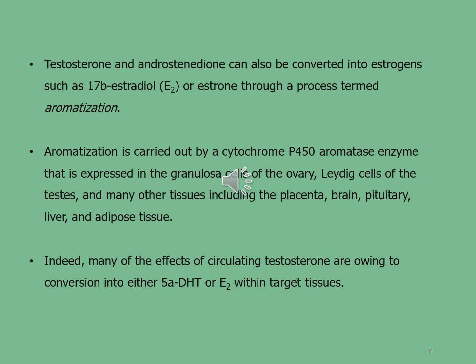Aromatization is carried out by a cytochrome, the P450 aromatase enzyme, that is expressed in the granulosa cells of the ovary, Leydig cells of the testes and many other tissues, including the placenta, brain, pituitary gland, liver, and adipose tissues. Indeed, many of the effects of circulating testosterone are owing to conversion into either 5-alpha dihydrotestosterone or E2 within the target tissues.